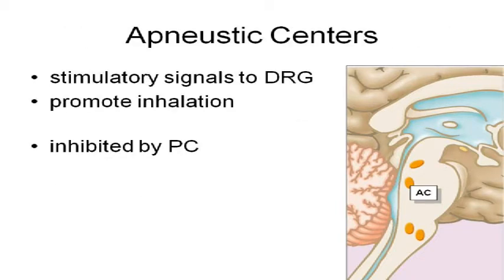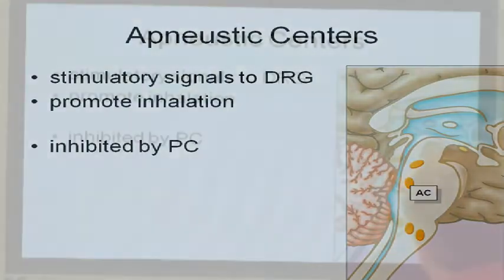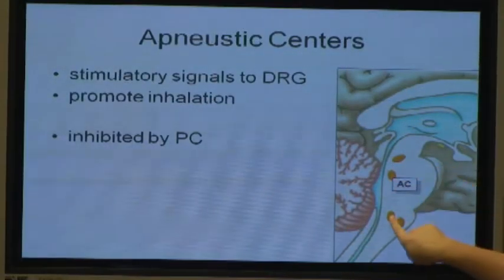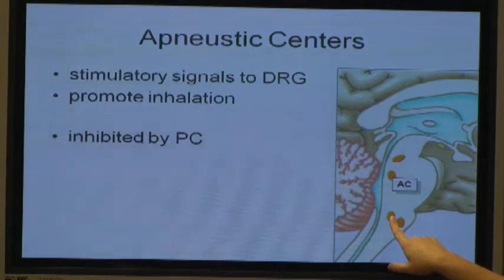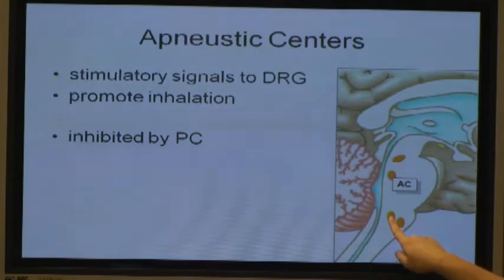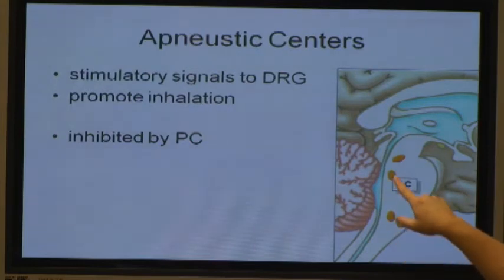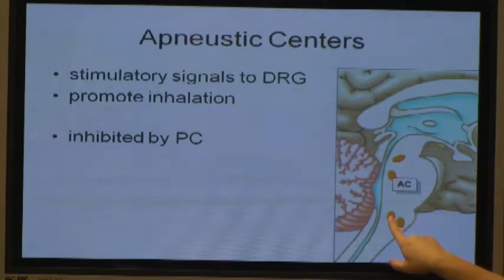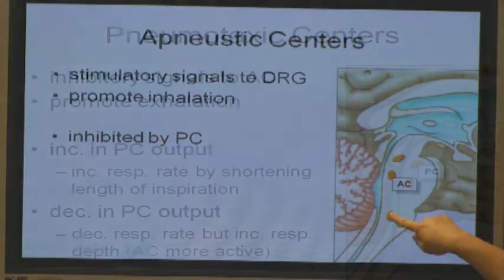The Apneustic Center basically promotes inhalation. The Pneumotaxic Center can inhibit the Apneustic Center. So this guy stimulates this one. This guy inhibits this one. Now, DRG, normal quiet breathing, fires for 2, doesn't fire for 3. If this guy activates this guy, stimulates this guy, you're going to inhale for longer. It's going to fire longer, you're going to inhale for longer. Make sense? Okay.